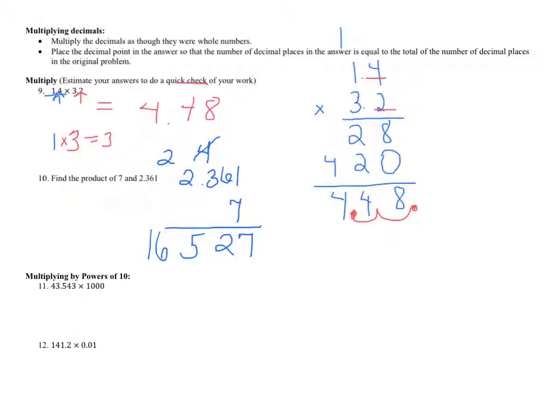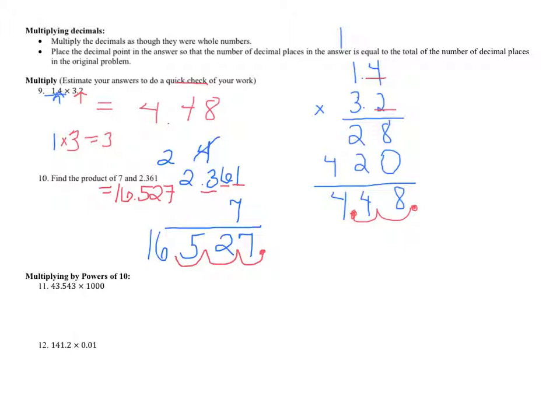Now that I've finished my multiplication, I need to count the number of decimal places in the original problem. I see there were 1, 2, 3 decimal places. The 7 doesn't have any decimals associated with it. So in my final answer, I normally would have my decimal place at the end, but I need to move it in 1, 2, 3 places, giving me a final answer of 16 and 527 thousandths.